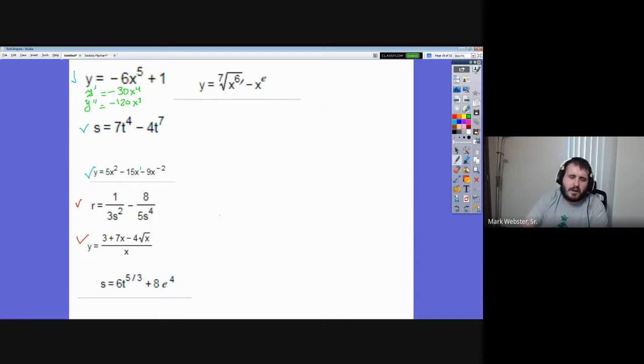So we're going to say, all right, let's rewrite all these so that they work. Because this is x to the 6 over 7 power, right? Minus x to the e power. And again, don't let the fact that that's an e confuse you. E is just the number 2.718281828 and so on. So I go through, and here's what I'm going to do. Let's bring down that 6 over 7. Subtract 1, so that leaves us with x to the negative 1 over 7.